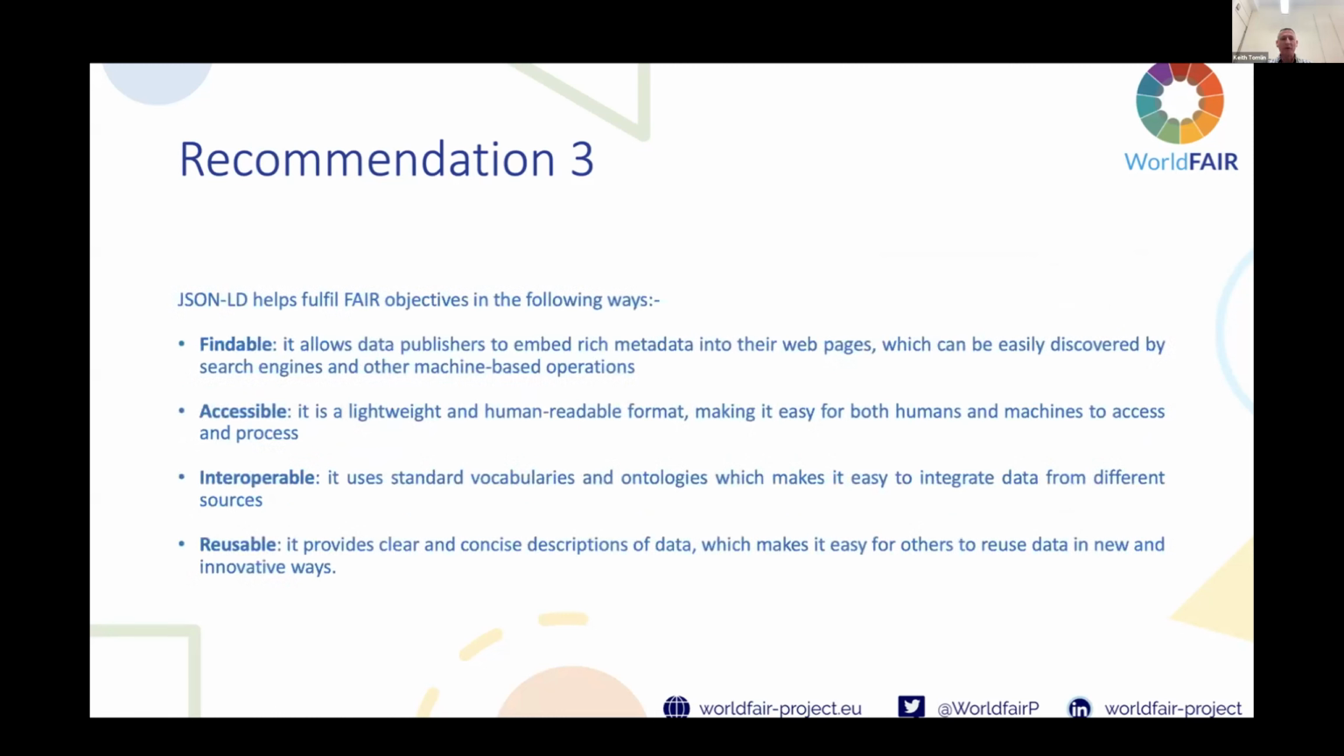And JSON-LD helps to fulfill our FAIR objectives in the following ways. As I was just saying, in terms of findability, it allows data publishers to embed this rich metadata into their web pages so they can easily be discovered by search engines and by other machine-based operations. It's lightweight and it's a human-readable format, so it's easy for both humans and machines to access and to process. It uses the standard vocabularies and ontologies that I've been talking about, so the integration of data across different sources and across different domains is much more likely as a result of taking these steps.